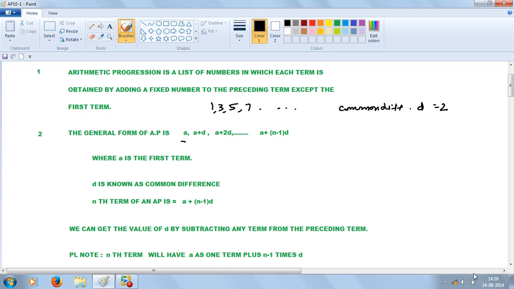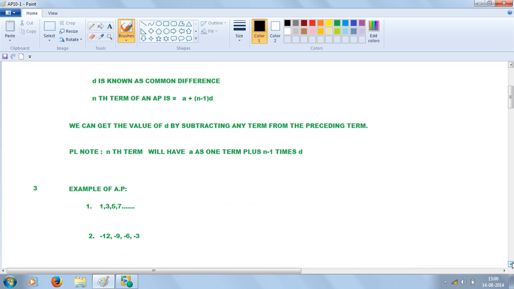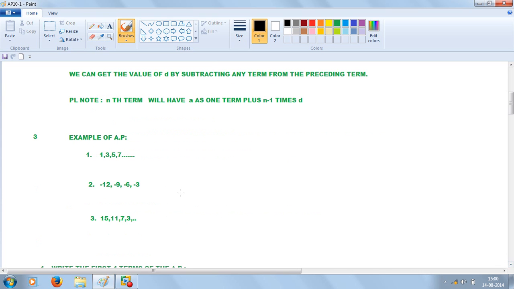And we can get the common difference, d, by subtracting any term from the preceding term. So the nth term will have A as one term plus (n minus 1) times d. So totally it's n terms. So n factors are there in this. So we'll see the example.